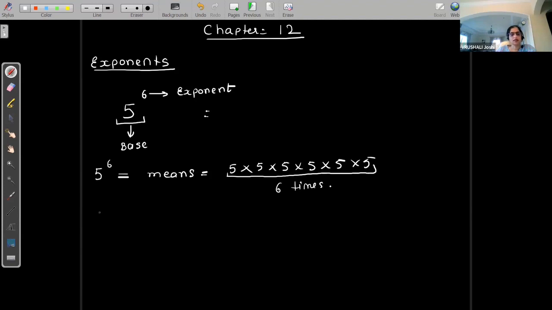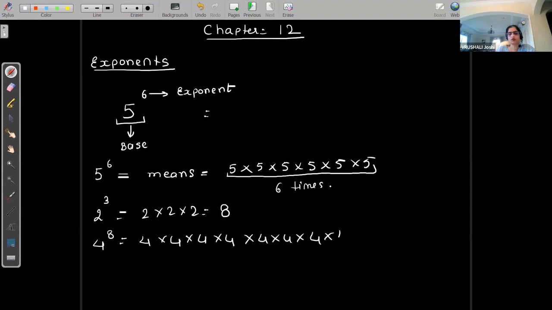So for example, let's take 2 to the power 3. We just finished cubes and cube roots. 2 to the power 3 means 2 times 2 times 2, which is equal to 8. Similarly, 4 to the power 8 is going to be 4 times 4 times 4 times 4, and another 4 times 4 times 4 times 4. Are you guys understanding what I'm saying?